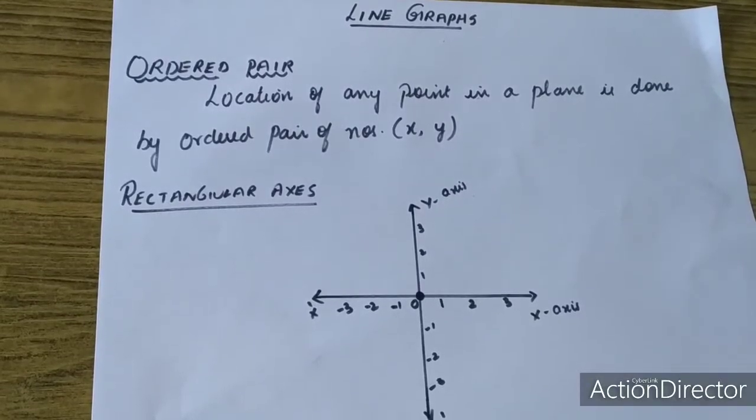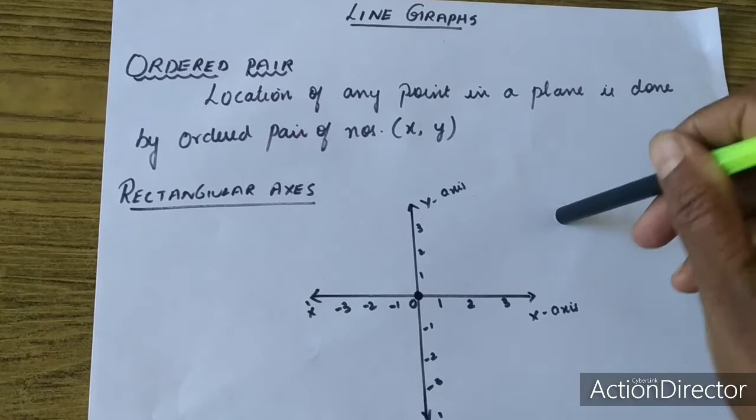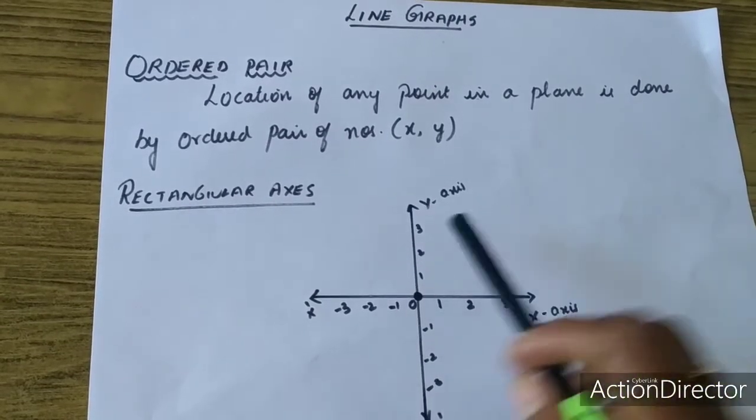Today let us see the chapter line graph of class 8. So before getting into the chapter, let us learn some basic terms. The first one is ordered pair. Suppose you want to locate any point in a plane, that is done by an ordered pair.